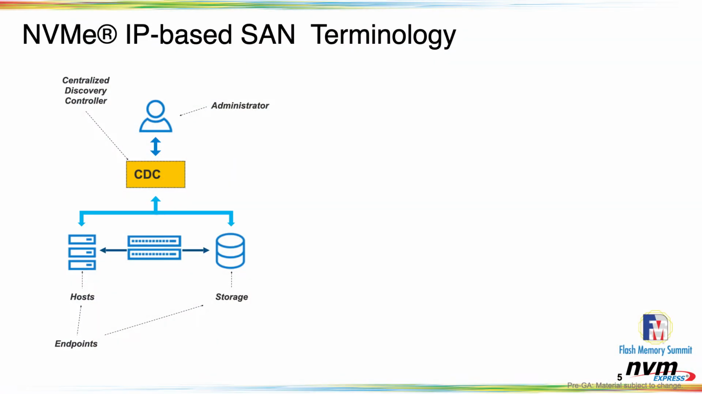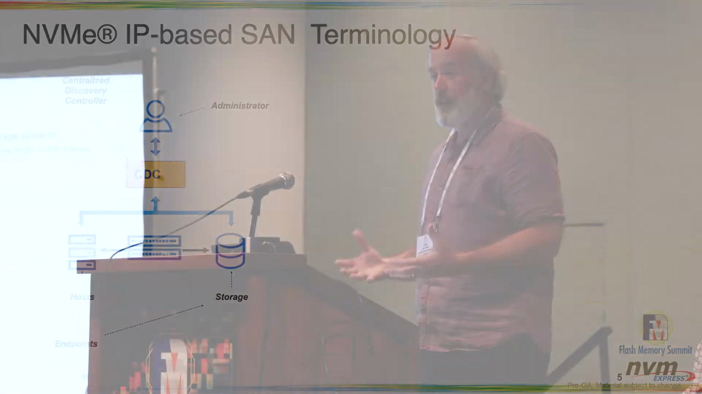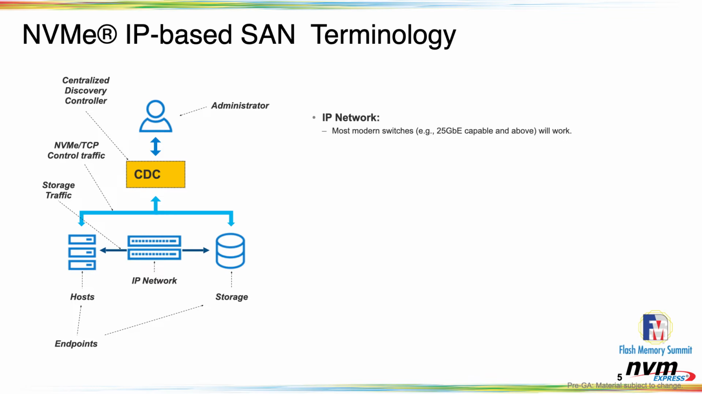But the idea is that it provides fabric services that can be used by hosts and subsystems, which we refer to as endpoints. Endpoints are identified by NVMe qualified names, or NQNs, and their IP addresses, which is optional. Of course, these endpoints are connected over an IP network. As we're thinking about NVMe TCP specifically, we've been looking at mostly 25 gig platforms and above.